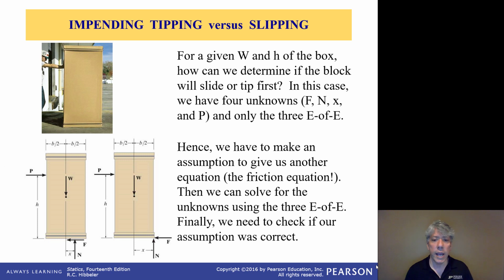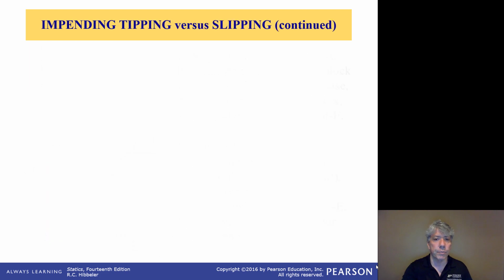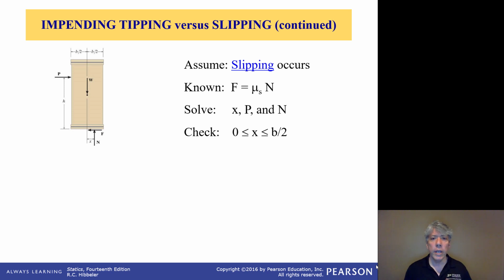So it turns out what we have to do is to make an assumption to get another equation. We're trying to get a friction equation that we can involve. And then we'll have to go back always and check to see if our assumption was true or not. So if we assume that slipping occurs first, what does that mean? Well, that means the friction's at its maximum, and therefore the frictional force is equal to mu N. There's our other equation. And then we have 3 other equations of equilibrium, right? The sum of forces, horizontal, vertical, and then a moment equation. And we can solve for the unknowns.